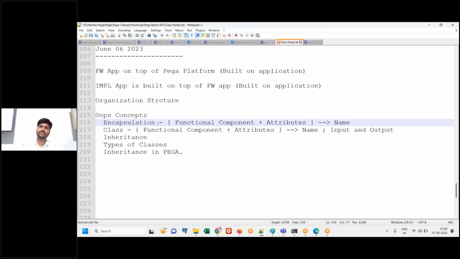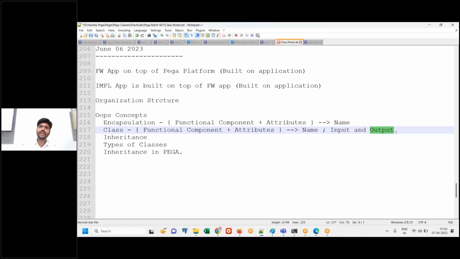These are all attributes. And class is a technical concept which has been implemented based on the object-oriented programming system concept of encapsulation. The OOPS concept of encapsulation has been developed as class in the technology. So the class definition will also be the same. A class will be a grouping of functional components plus attributes. It will have a name, and in the business we are going to use it, it will accept a specific input and generate a specific output.